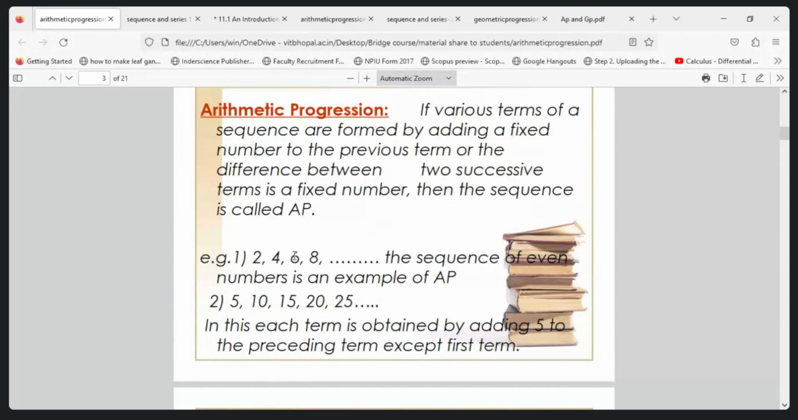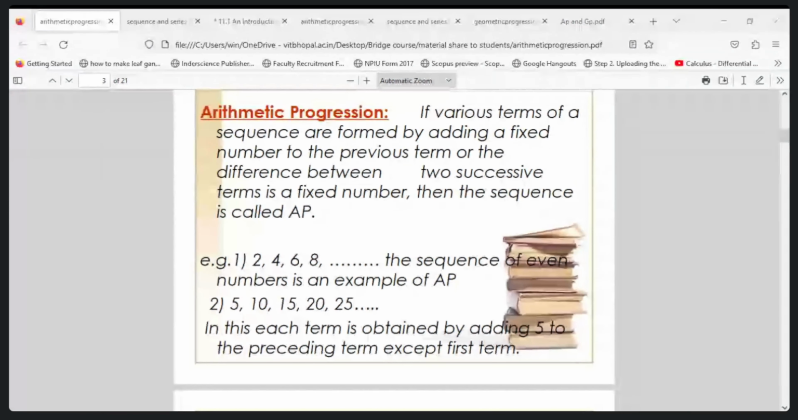In the next question, you can see the difference between 10 and 5 is 5. Then 15 and 10 is 5. Then 20 and 15 is 5. Then 25 and 20 is 5. So again, this is a common difference. Whoever wants to solve for a better understanding of sequence and series, yes, you can solve.